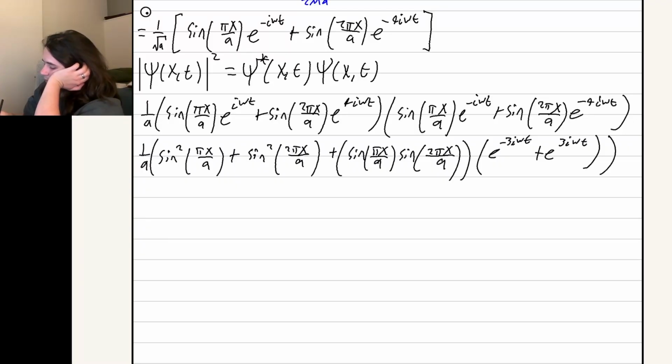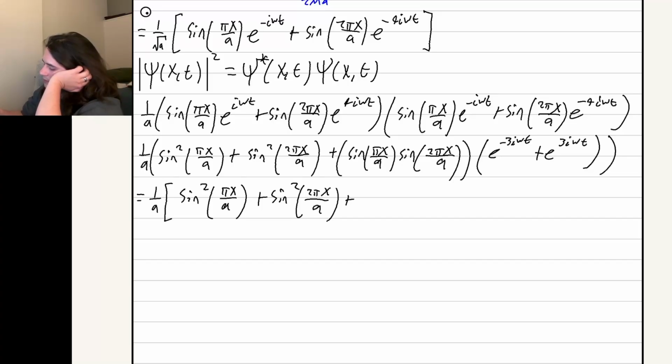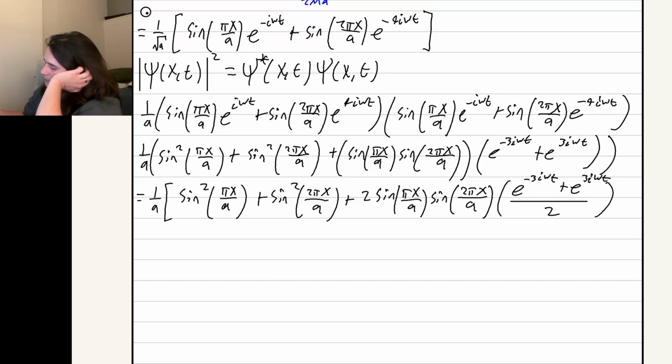Right? And we can write this in a way that is a little bit more suggestive. I realize that my parentheses are now getting a little bit bonkers. We got sine squared 2 pi x over a. We got sine, I'm going to pull out a factor of 2, actually. So 2 sine pi x over a, sine 2 pi x over a. And then we have e to the minus 3i omega t plus e to the 3i omega t over 2.